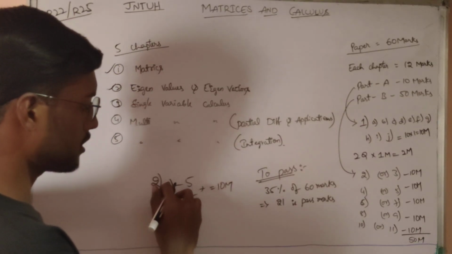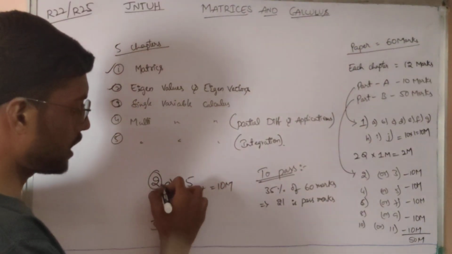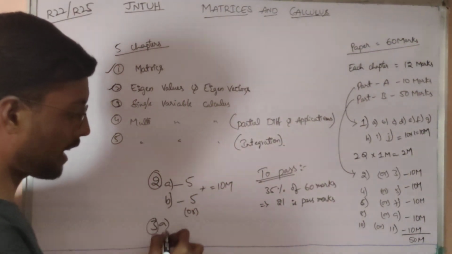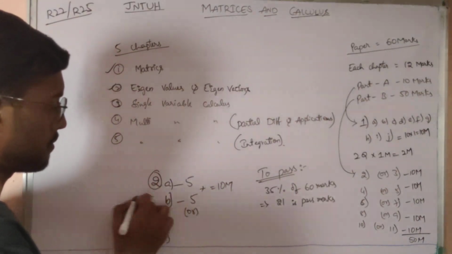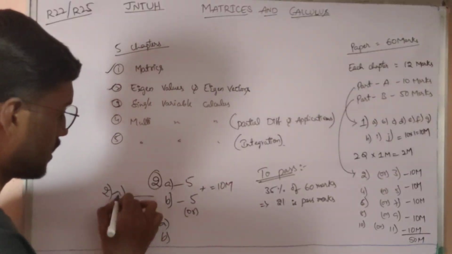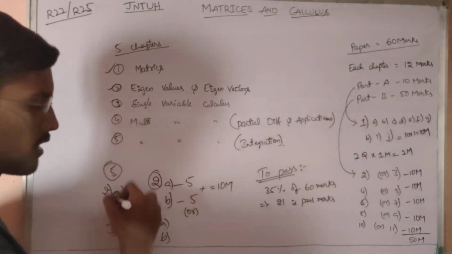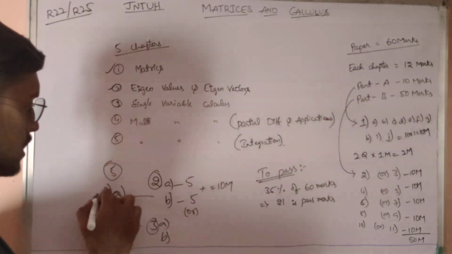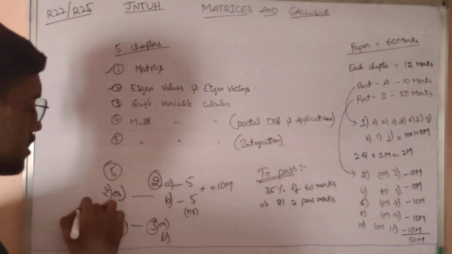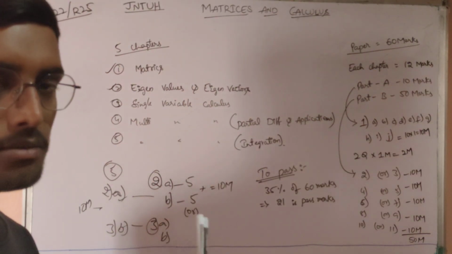The OR will be present between 2 and 3. We have to write any one, either 2 complete A or B, or 3 complete A or B. But if we write from 2A and 3B, then you are going to get only 5 marks. Only 5 marks. We are not going to get A and B, so don't assume that you are going to get 10 marks. You are going to get only 5 marks from this. So don't make this mistake.